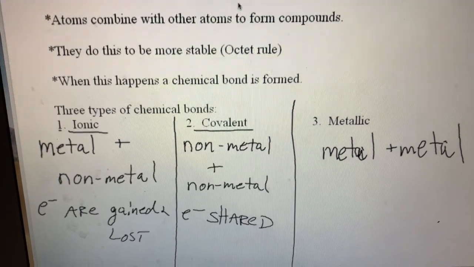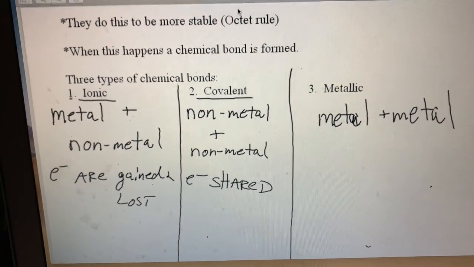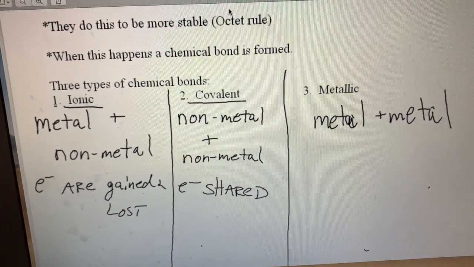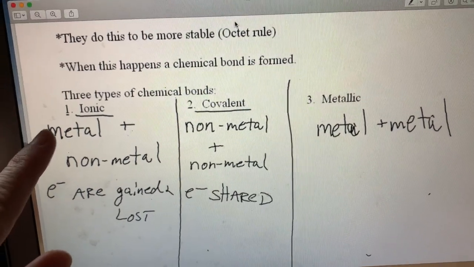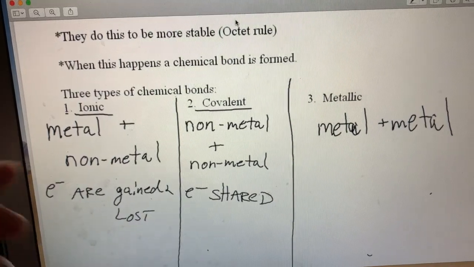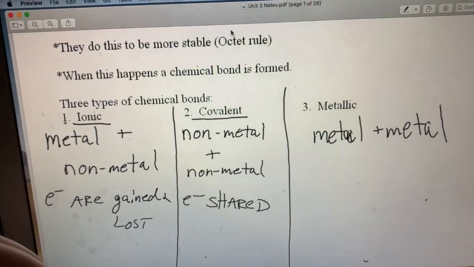If you want to pause here to jot this down, you certainly can. So, 3 types of chemical bonds. The first is ionic. You know you're dealing with an ionic bond, an ionic compound, because you're dealing with a metal and a non-metal. In this case, electrons are gained and lost. Metals lose electrons, non-metals gain them.